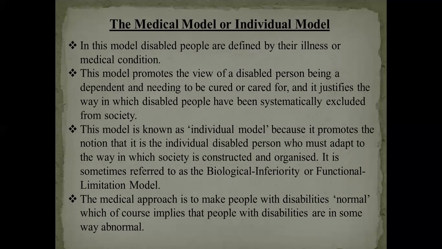This model promotes the view of a disabled person being dependent and needing to be cured or cared for, and it justifies the way in which disabled people have been systematically excluded from society. That is, this model is how the medical professionals see these people: they are dependent, some cure has to be given, they have to be specially cared for, they are not like normal people. Not even sympathy; we are telling them that they are dependent, and you need to be cured, you need to be cared for.